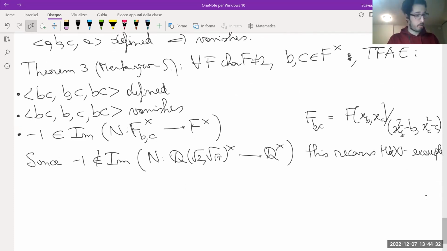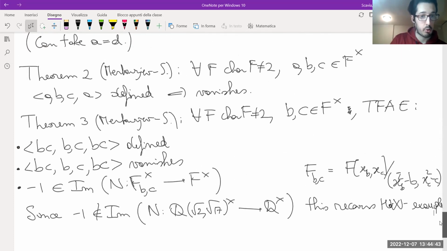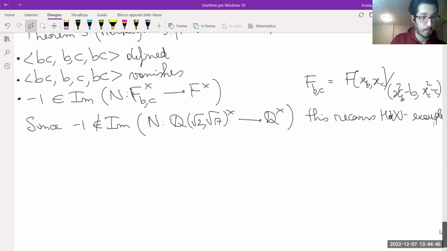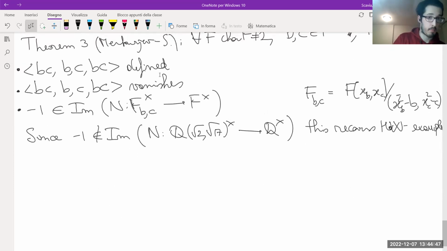Okay, so these are the results. Now, I would like to spend some time sketching the proof. Let's maybe start by sketching the proof of theorem 2. This is Section 4. So theorem 2 is the theorem: if ⟨A,B,C,A⟩ is defined, then it vanishes.